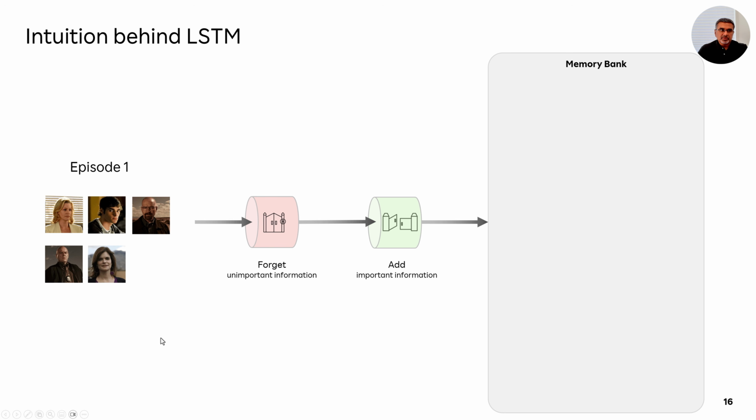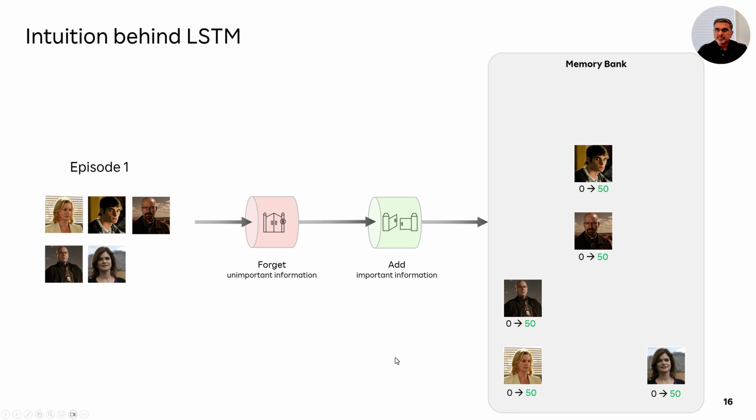Let's say this is the first episode, and in the first episode, we have Skylar, Walter Jr., Walter, Hank, and Marie who show up. Our memory bank is empty, so there's really nothing to forget. So we add all of them into our memory bank. Just as an illustration, we will use the screen length, or the time they spend on screen, as a measure of how important their character is. Obviously, that is not the right way of measuring it, but as an example, I think that'll serve the purpose for us.